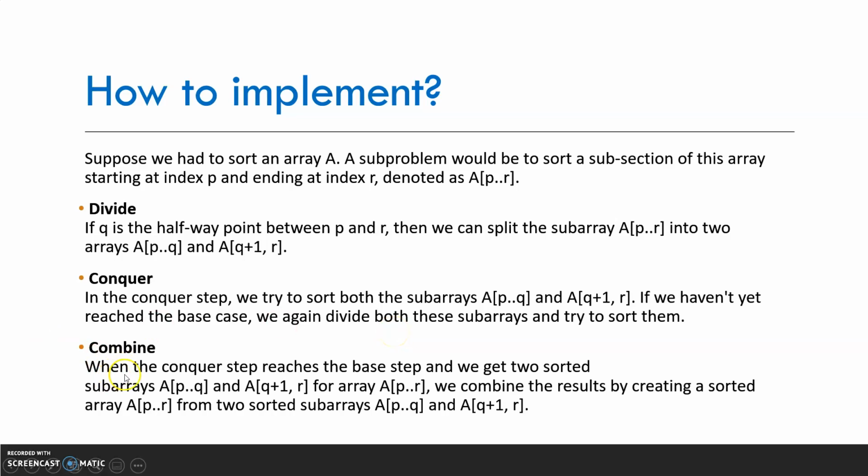Then in combine step, when the conquer step reaches the base case and we get two sorted subarrays that range from A P to Q and A Q plus 1 to R for the array A P to R, we combine the results by creating a sorted array. So from two sorted subarrays, we get the combined subarray of same number of elements but the sorted one.